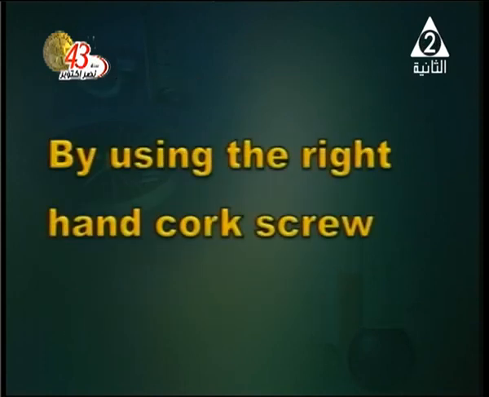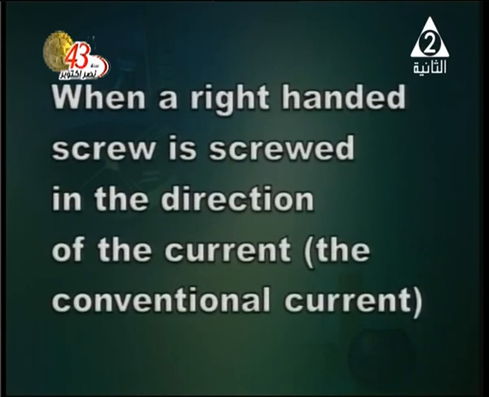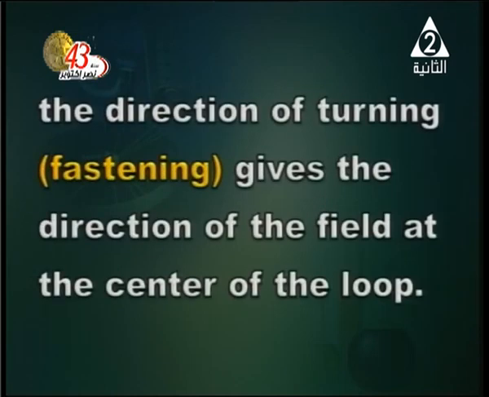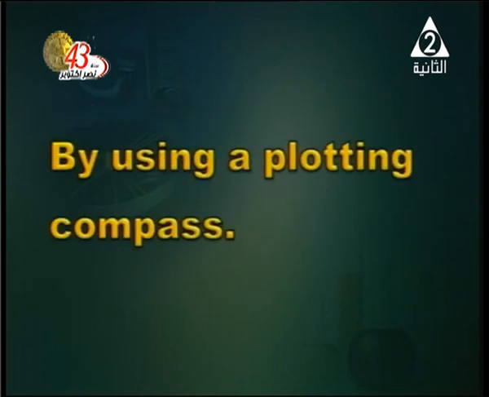Also, we can use the right hand corkscrew. The question is how. When a right hand screw is screwed in the direction of the current, of course, the direction of the conventional current, the direction of turning, direction of fastening, gives the direction of the field at the center of the loop. Also by using a plotting compass.